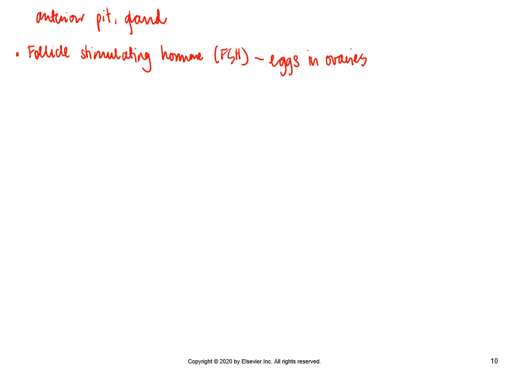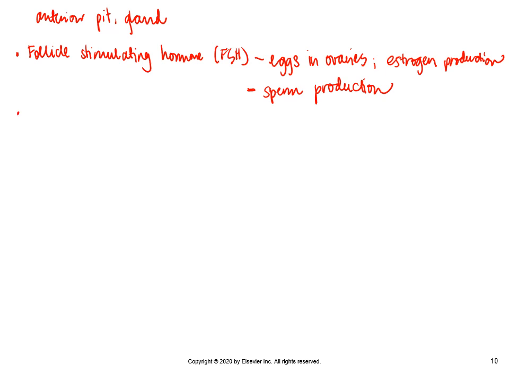And estrogen production. So let's just put estrogen production. And then this is for the women, right? For men, FSH is responsible for stimulation of sperm production. Okay? All right, now let's go over more from your anterior pituitary gland.